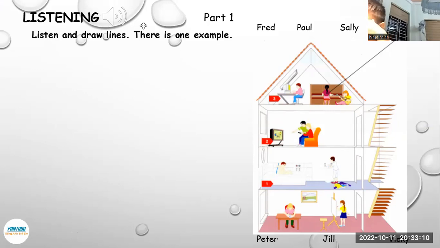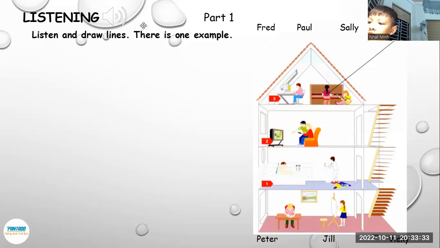Where's Jane? She's on the third floor. The third floor. What's she doing? She's playing the piano. Oh, yes. I can see her. Can you see the line? This is an example. Now you listen and draw lines.